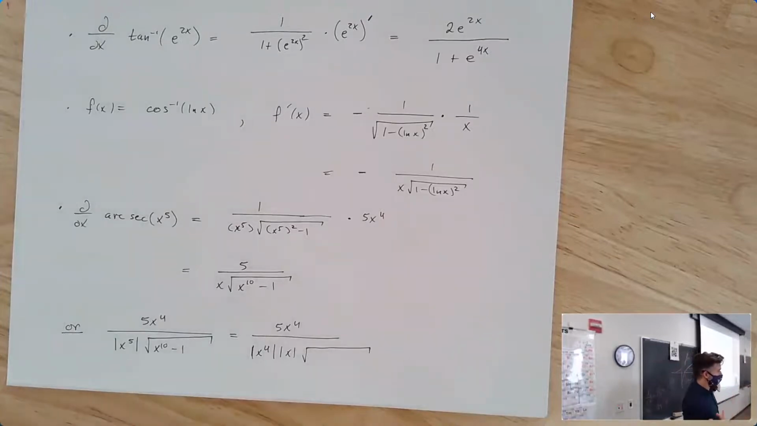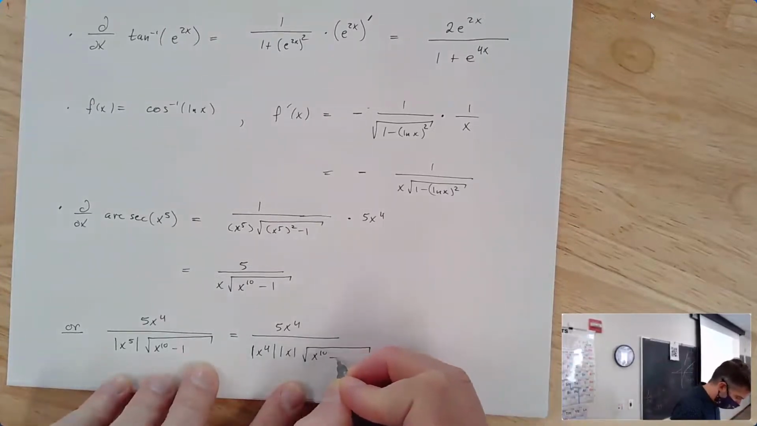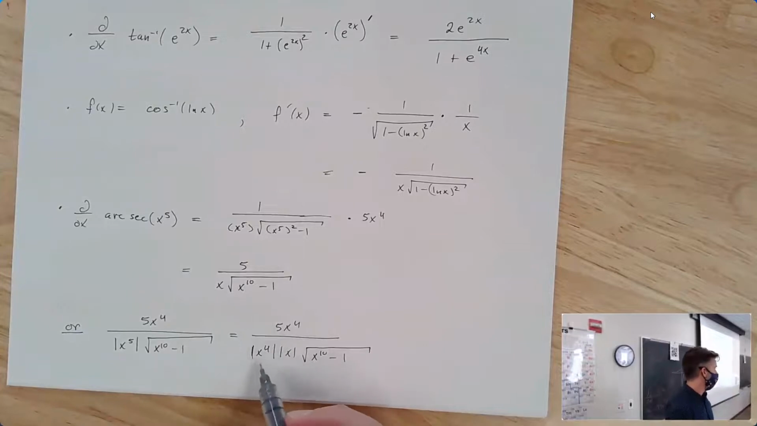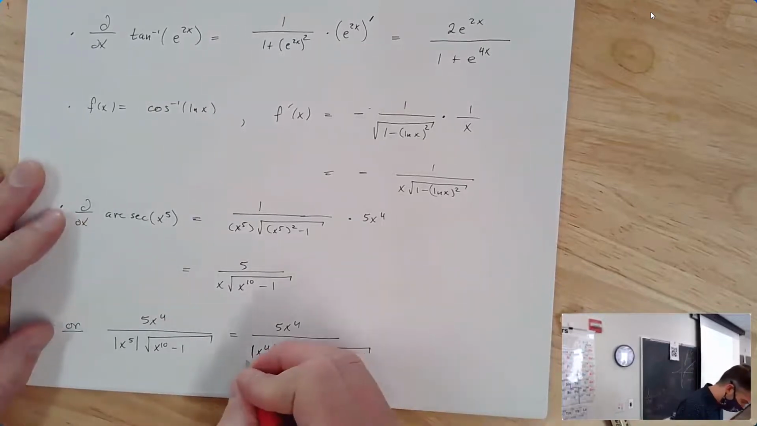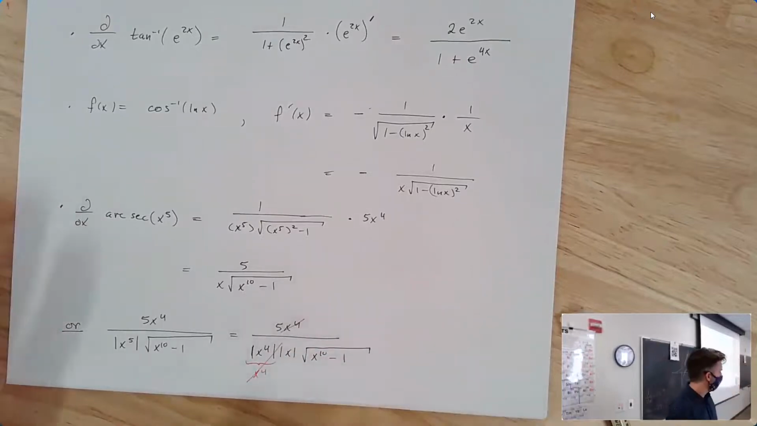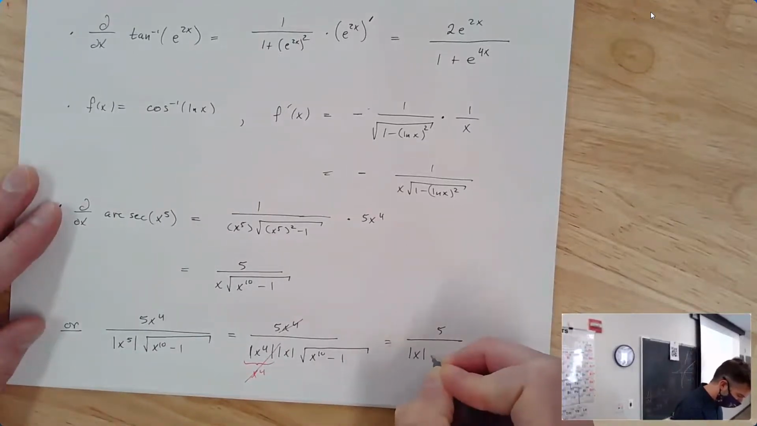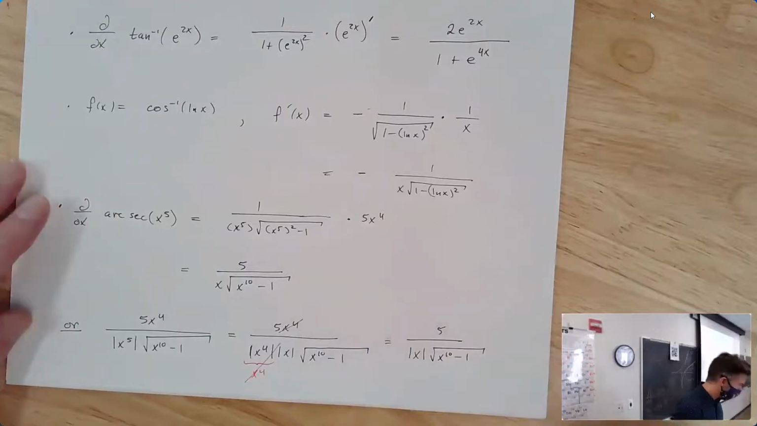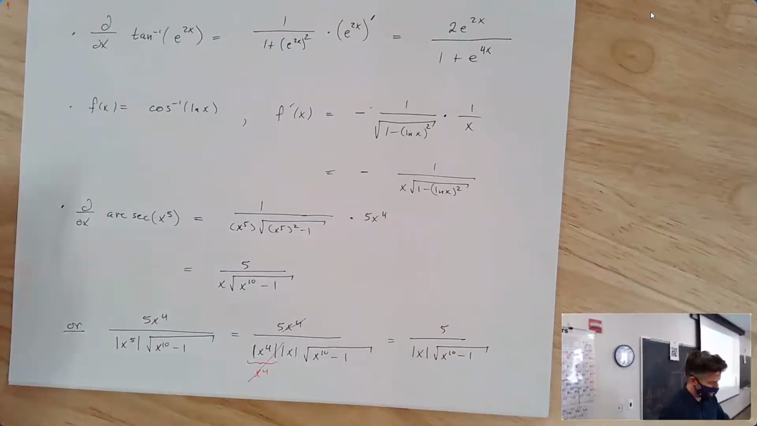Either way you do it, the end result is going to be the same positive number. So I can totally break this up like this, but then I should just point out that the absolute value of x to the 4th is just x to the 4th, because if you're raised to an even power, you're always going to end up positive. So I can cancel this with that. If you wanted to simplify this, you could write it as 5 over the absolute value of x to the 10th minus 1. So yeah, if you have an absolute value, it is kind of a pain in the butt.